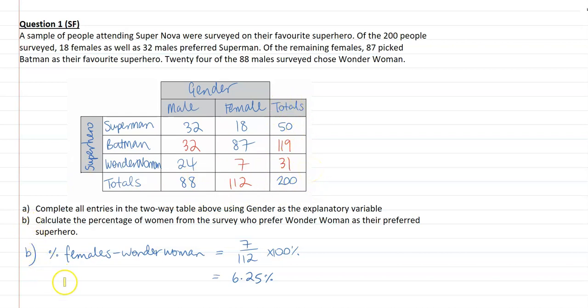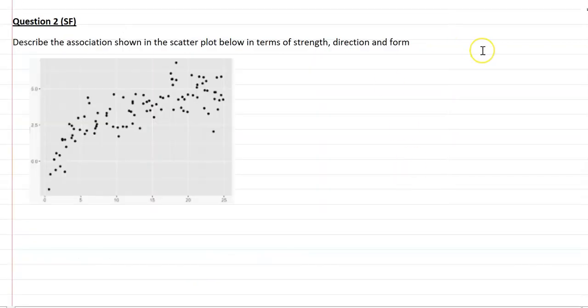And moving on to part B, percentage of females who preferred Wonder Woman. That's 7 out of 112. Converted to a percentage is 6.25%. Moving on to question 2, another simple familiar question.